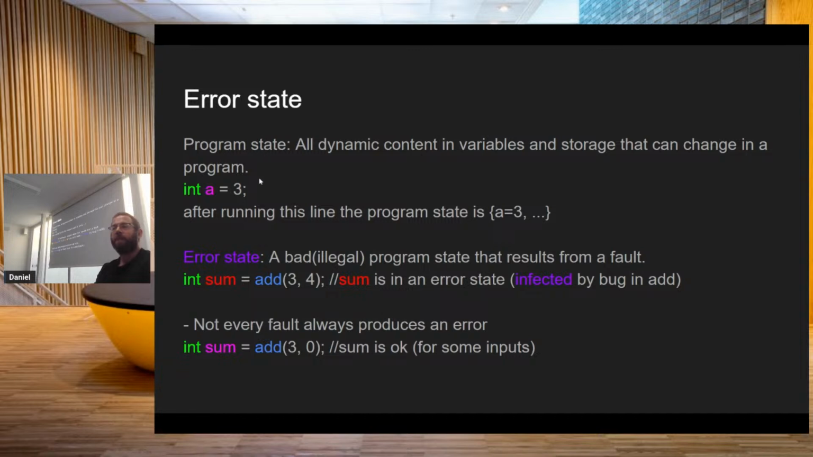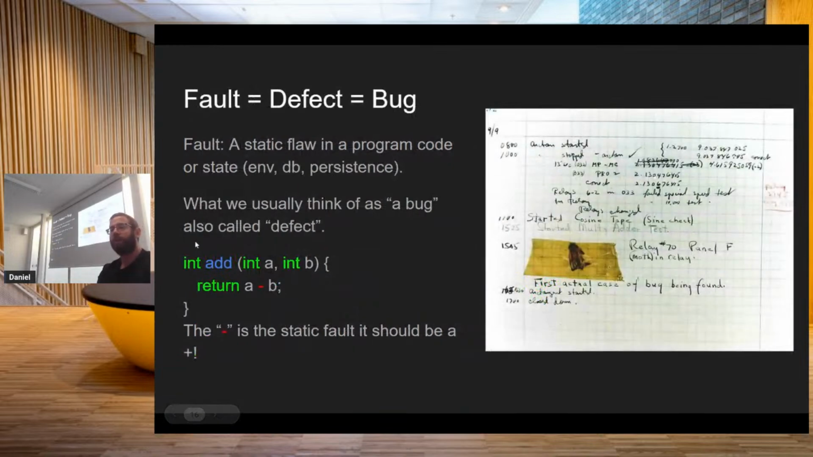So let's think about this. We call the add method with 3, 4. We send it a 3 and a 4. 3 minus 4 becomes minus 1.